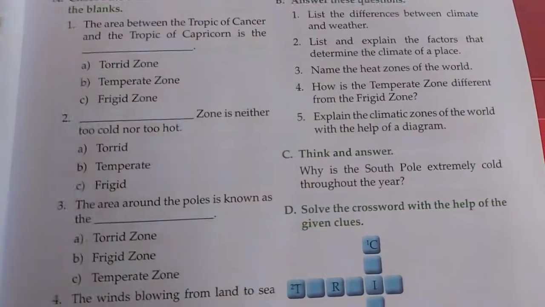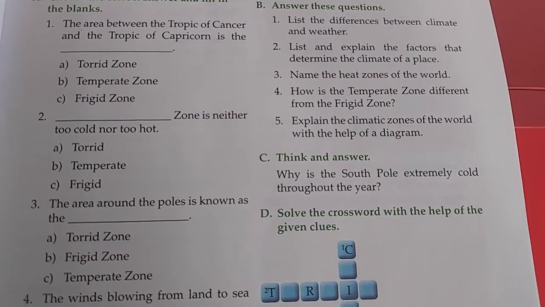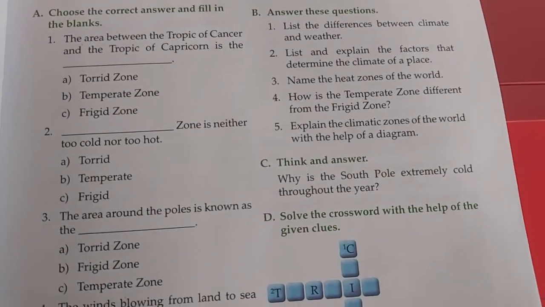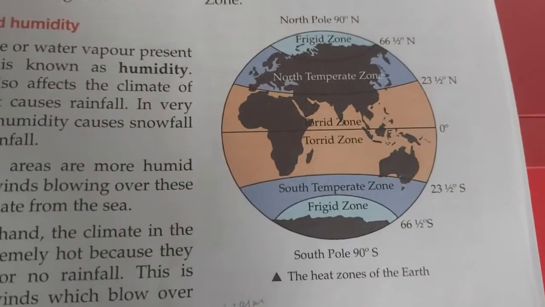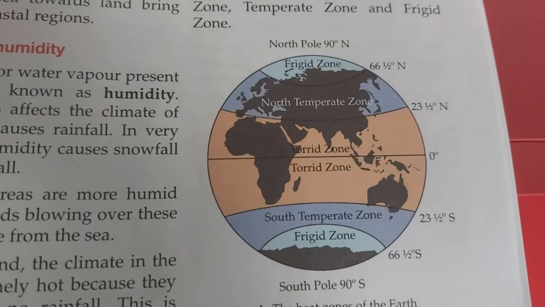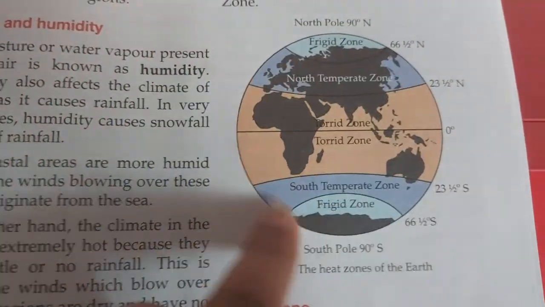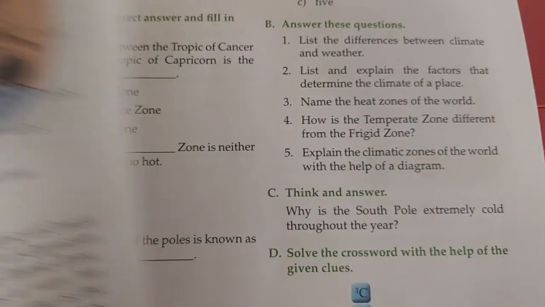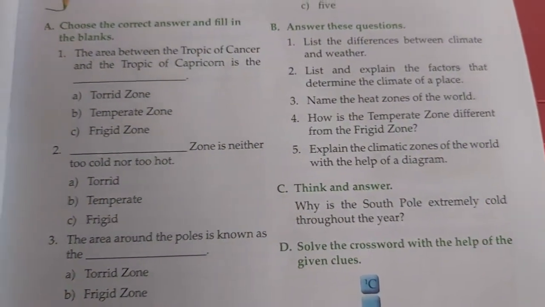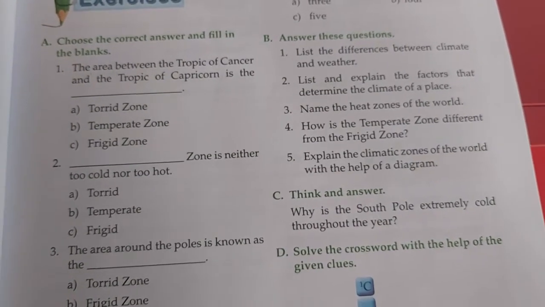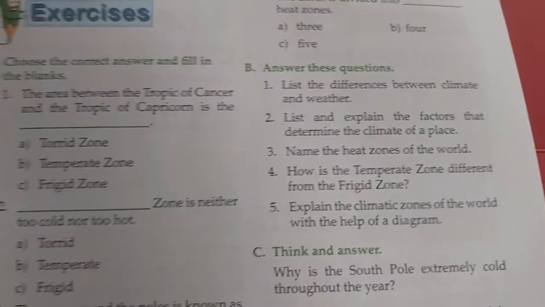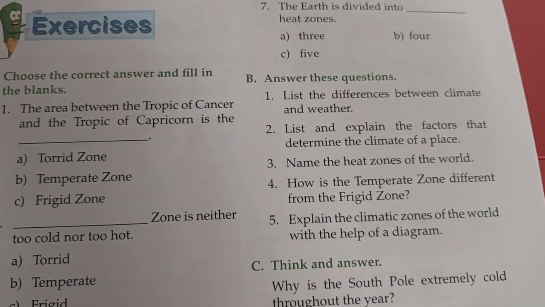Okay. The last question is explain the climatic zones of the world with the help of a diagram. You have to make a climatic zone diagram, which is given on page number 15. This one. You have to draw this heat zone of the earth to show the answer of question number 5, climatic zones, with the help of a diagram. These are the questions mentioned here, and I have explained to you where you can find the answers. Thank you.